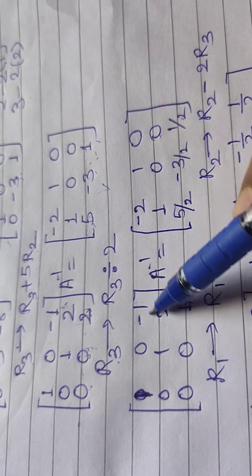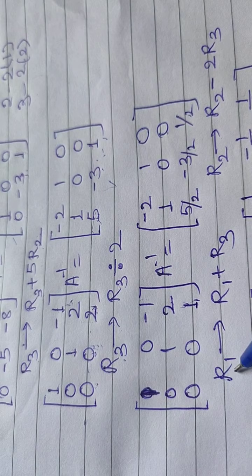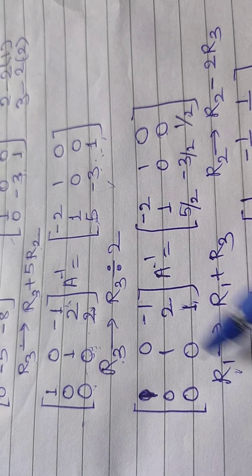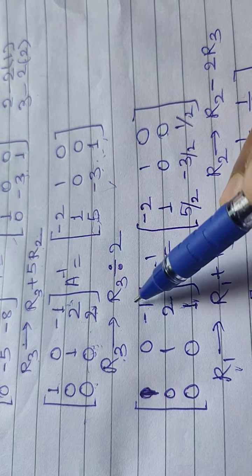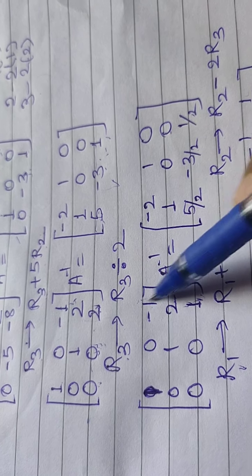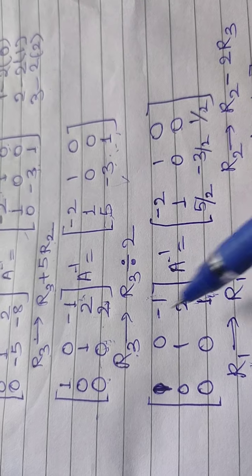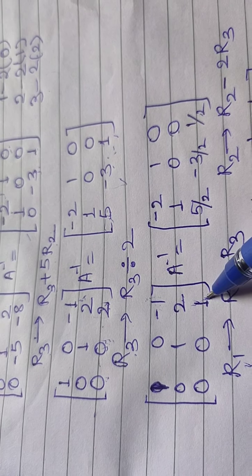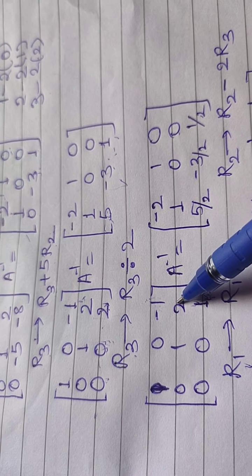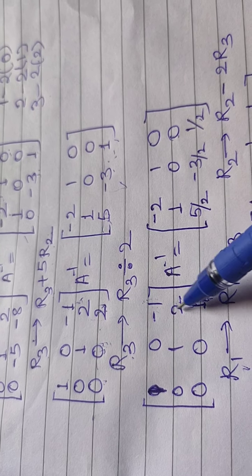This is the element of the first row. So I have to do R1 changes to, this is minus 1, this is plus 1. Just add them, we will get 0. Minus 1 plus 1 becomes 0. So the row transformation will be R1 plus R3. And this is 2, so 2 minus 2 will be 0.